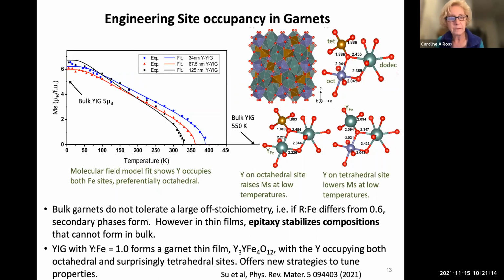So the take-home message of this is that even though in bulk, these kind of garnets will not tolerate an off-stoichiometry. So if I grew this material, Y to Fe equals 1 to 1, in bulk, I would actually form a perovskite, YFeO3. But instead, being stabilized by epitaxial growth, we can get a garnet structure with a very non-ideal composition. And that means that we have a way of creating materials which are far away from the bulk properties.